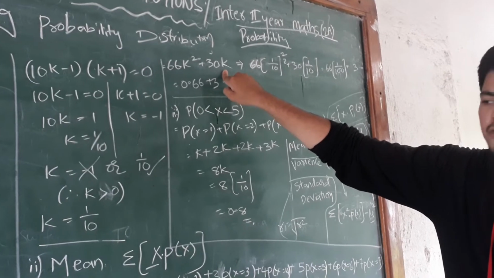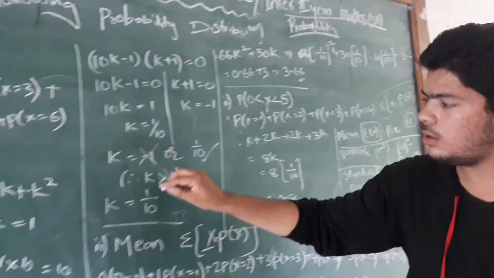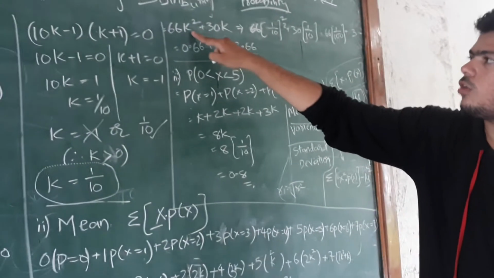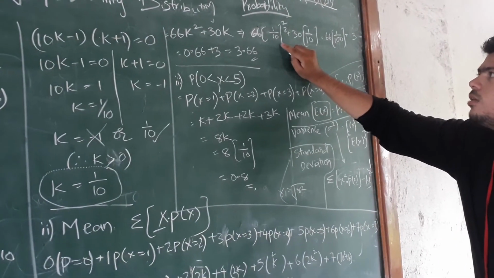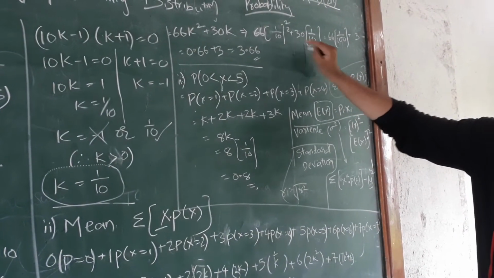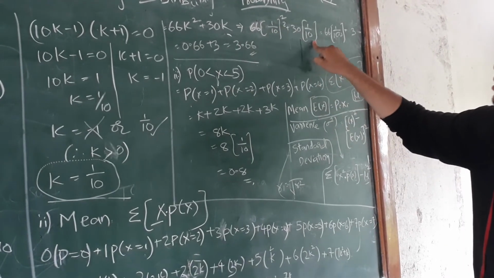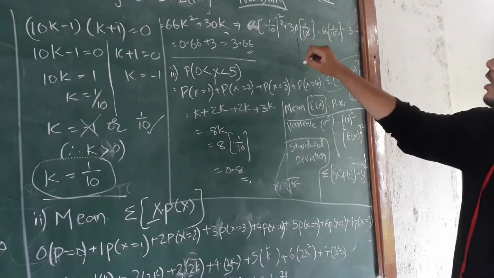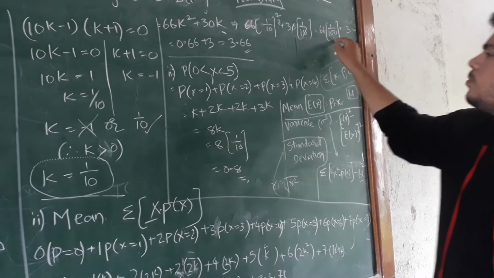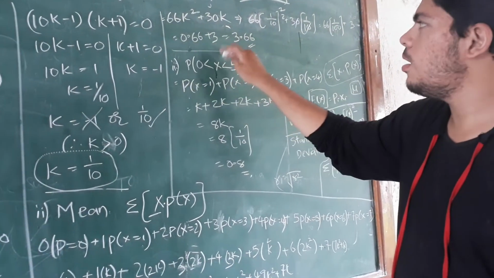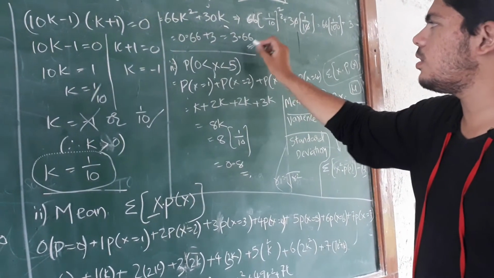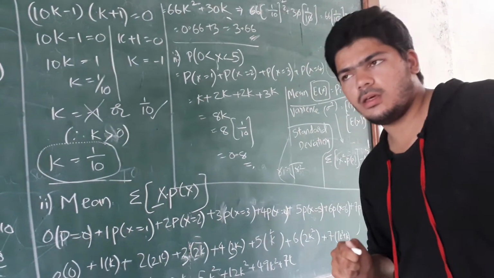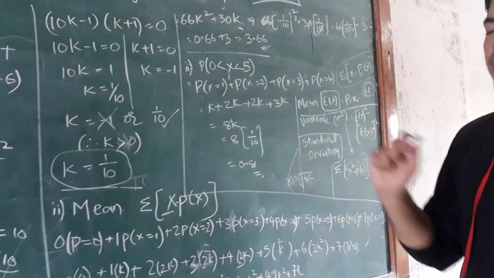We know the value of k. Value of k is 1 by 10. So keeping the value of k, 66 into 1 by 10 whole square plus 30 into k value, which is 1 by 10. So square means 1 by 100, plus this 0 gets cancelled, plus 3. 66 by 100 is 0.66 plus 3, so 3.66. 3.66 is the mean. Hoping that you have understood the mean.